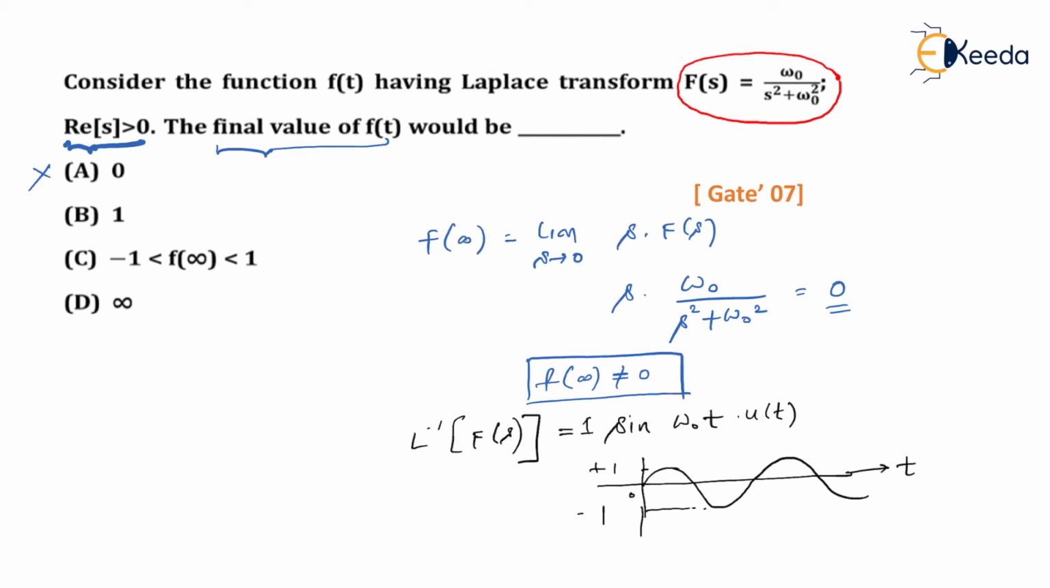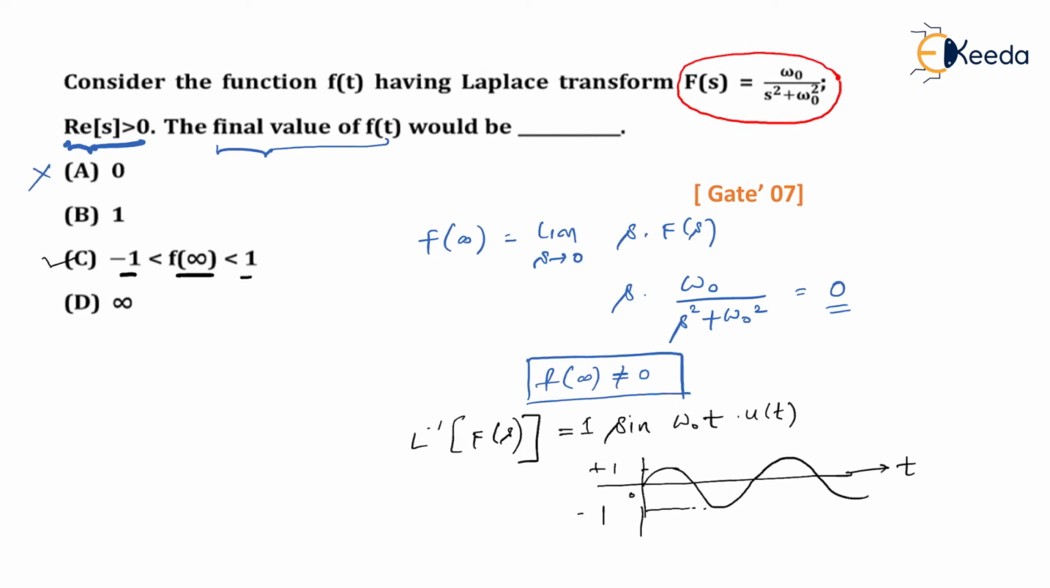So we don't know what the value can be, but at least I can make you sure that f of infinity will be somewhere in between minus 1 and plus 1. That is for sure. And therefore, I can say that option C is the most appropriate option, where f of infinity will lie between two values, that is minus 1 and 1. That is greater than minus 1 or less than 1, and so on. And therefore, I would say that option C is the correct option.